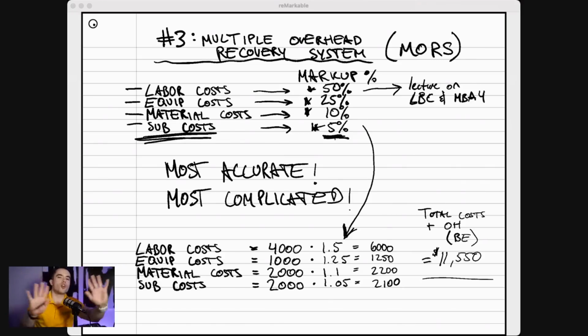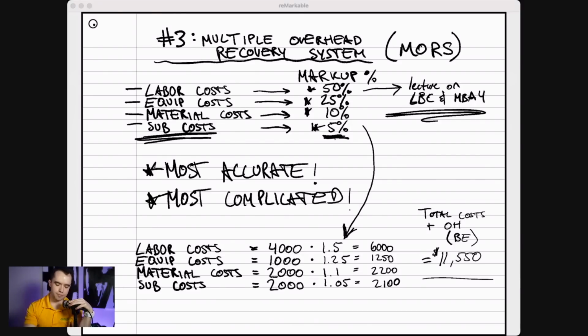Like, so there's just total differences. But let's just assume 50% markup on labor. I'm going to make an in-depth lecture on determining your labor costs and what you should be doing with markup when it comes to overhead on landscapebusinesscourse.com and MBAforentrepreneurs.com. So again, Moore's is the most accurate, most complicated.